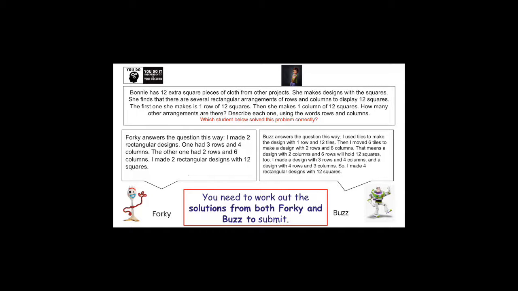Buzz answers it this way. I used tiles to make the design with 1 row and 12 tiles. Then I moved 6 tiles to make the design with 2 rows and 6 columns. This means a design with 2 columns and 6 rows will hold 12 squares too. I made a design with 3 rows and 4 columns and a design with 4 rows and 3 columns. So I made rectangular designs with 12 squares.